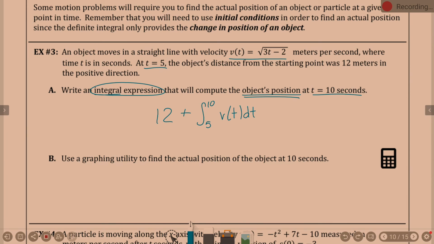Or the other way to write this is you could say 12 plus the integral from 5 to 10 of the square root of 3t minus 2 dt. Those are equally correct, provided that v of t is defined to be that function. Okay? And that's all you do on that one. It was just our initial plus the displacement, if you will.